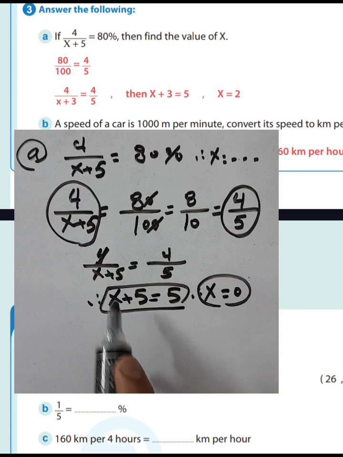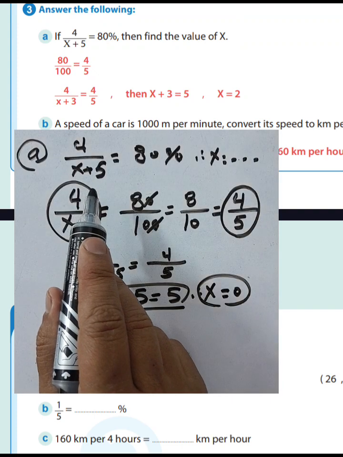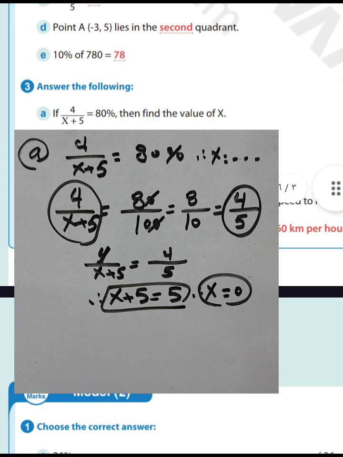We have 4 over x plus 5. It was x plus 5, okay, not x plus 3. Then the result here will be 0, exact result. Okay, 4 over x plus 5 equals 80%, is the value of x equals 0.